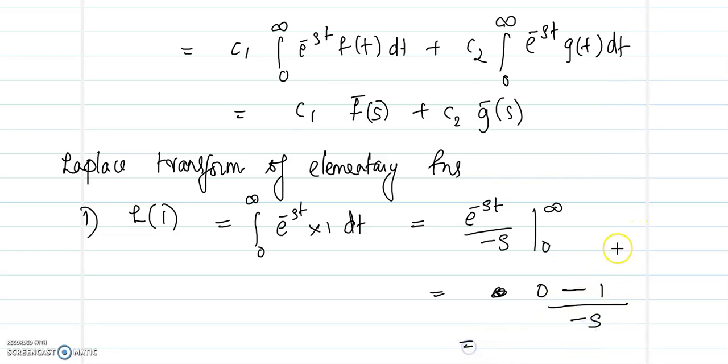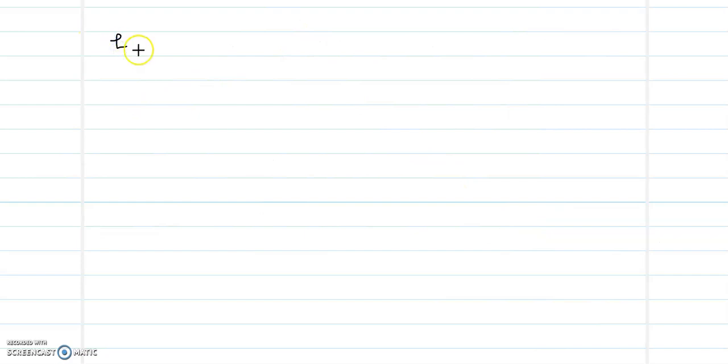by s, and we will be making the assumption that s is greater than 0. If s is less than 0, then e power infinity will come, and that will become infinity. So we will be considering the case when s is greater than 0. So this will be 1 by s. So that is the condition for the convergence. So provided s must be greater than 0, then L of 1 will be equal to 1 by s. So L of 1 is equal to 1 by s if s is greater than 0.